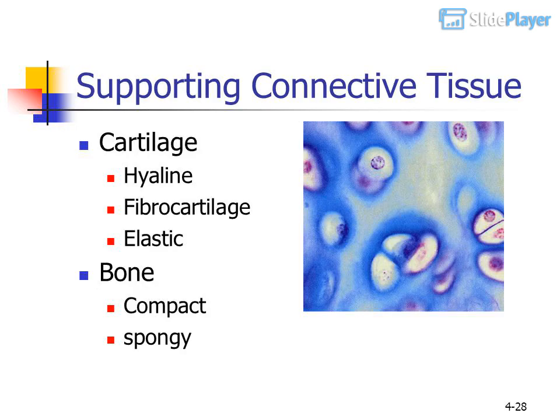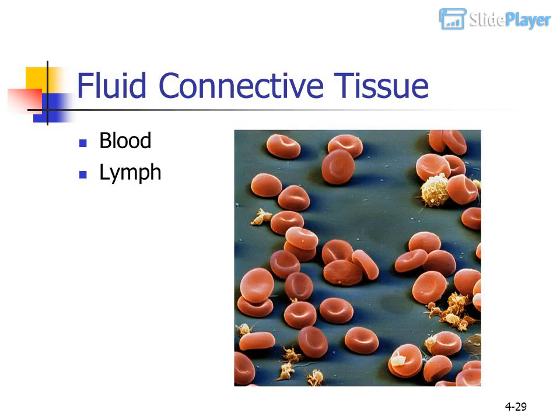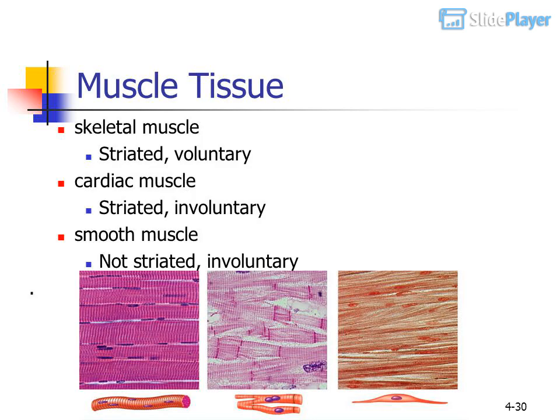Supporting connective tissue: cartilage, hyaline, fibrocartilage, elastic; bone, compact, spongy. Fluid connective tissue: blood, lymph. Muscle tissue: skeletal muscle, striated, voluntary; cardiac muscle, striated, involuntary; smooth muscle, not striated, involuntary.